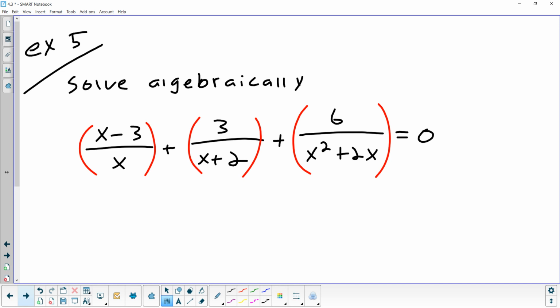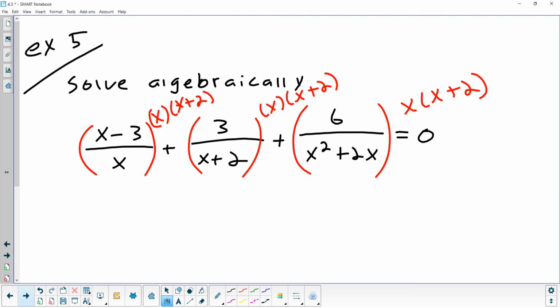Yep. x plus 2. So we're going to do x times x plus 2, x times x plus 2, x times x plus 2. Don't ever FOIL that out, because something is always going to cancel first.